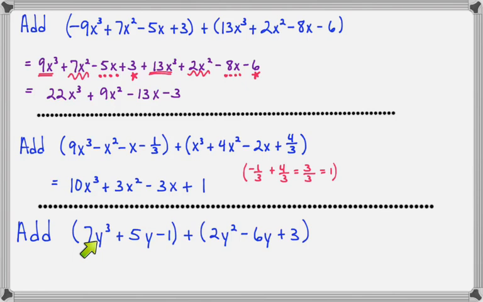Okay, now let's look at a third one. This time, notice that this exponent is a 3 and this one is a 2. So these can actually not be combined. When I get ready to combine like terms, I'm going to have 7y to the third plus 2y squared. Now these are y terms and they can be combined. I have plus 5y and minus 6y, and that makes negative y. And then I have minus 1 plus 3, and that gives us plus 2.